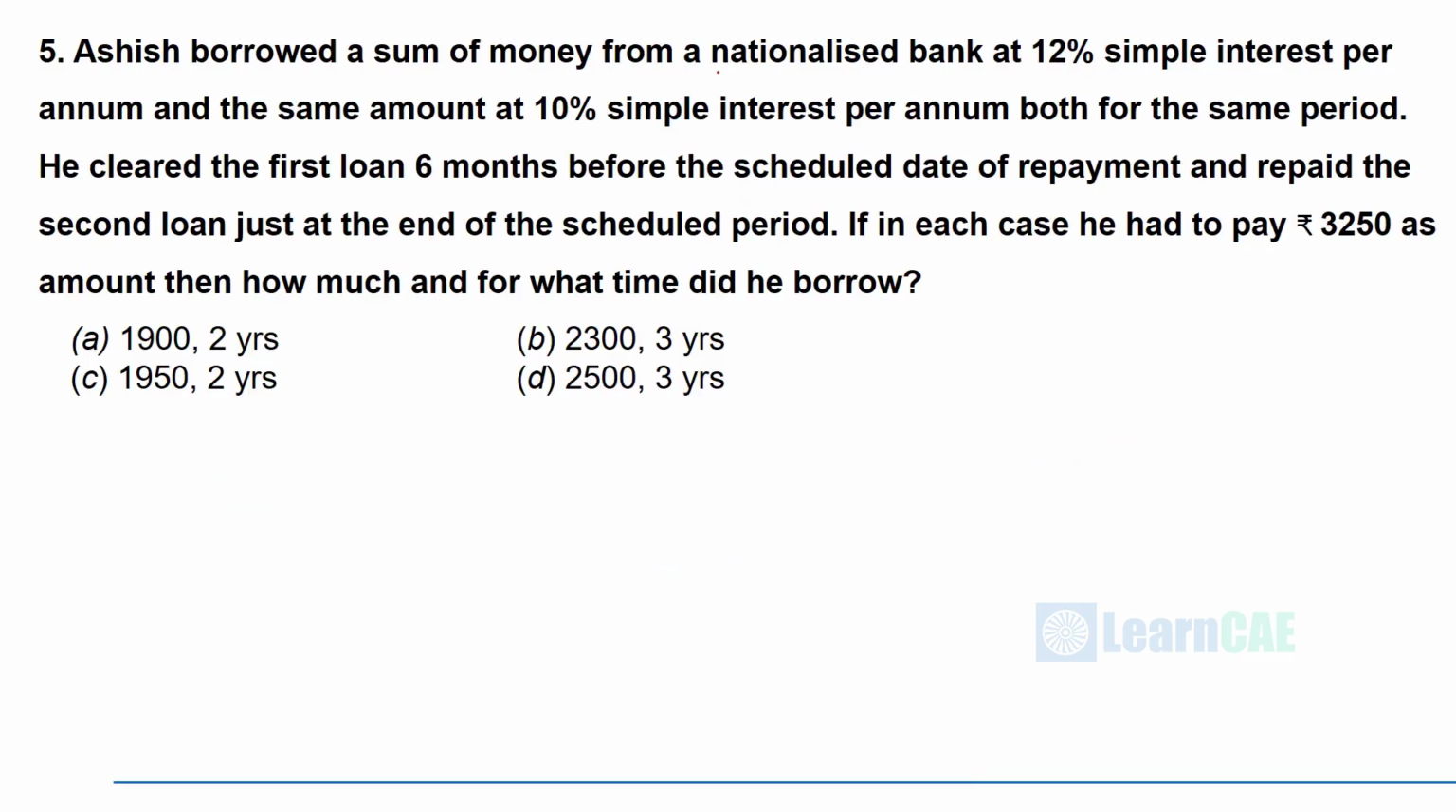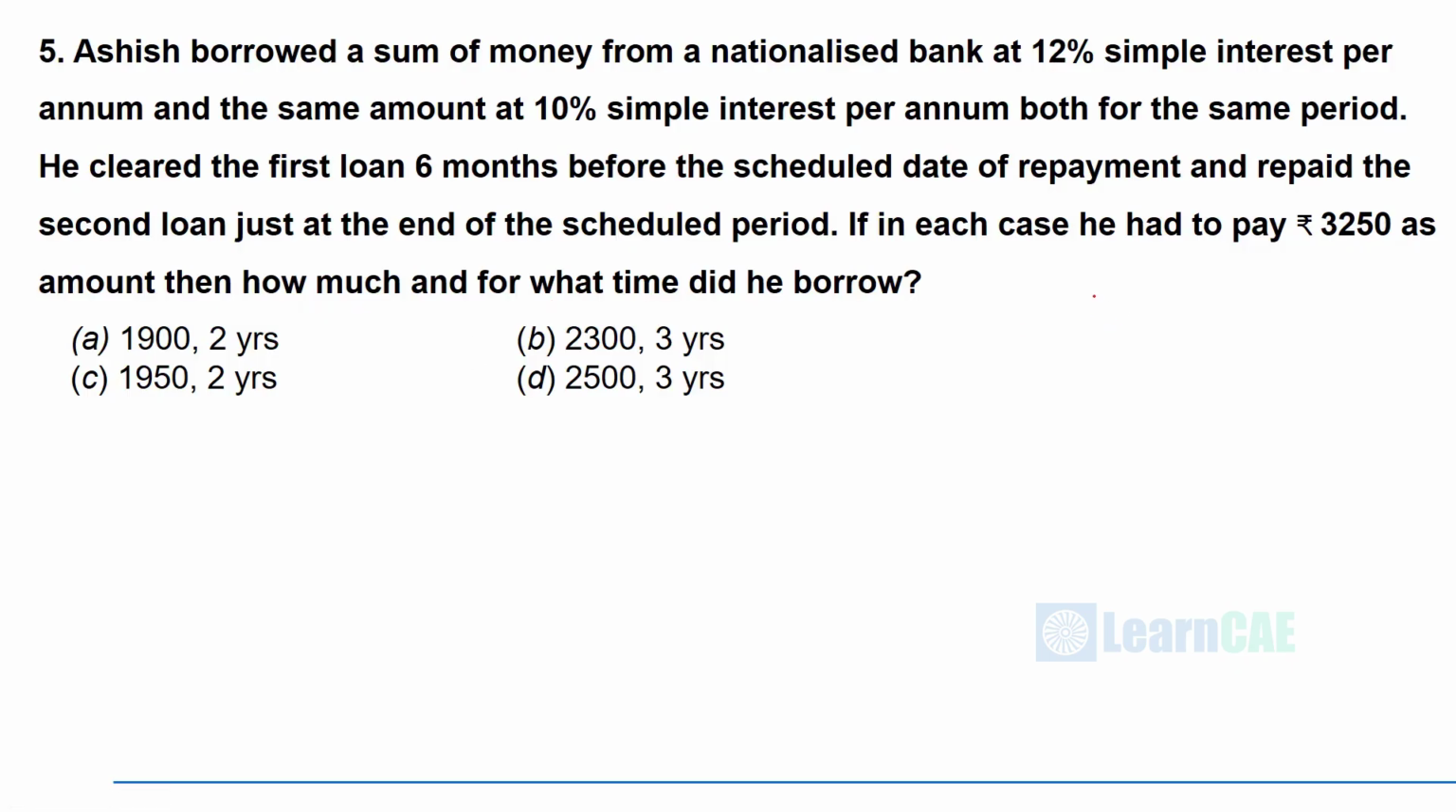Ashish borrowed a sum of money from a nationalized bank at 12% simple interest per annum and the same amount at 10% simple interest per annum, both for the same period. He cleared the first loan 6 months before the scheduled date of repayment and repaid the second loan just at the end of the scheduled period. If in each case he had to pay rupees 3250 as the amount, then how much and for what time did he borrow? Here they have given the conditions for two loan cases, one at 12%, one at 10%. The first one he paid 6 months early and the second one he paid as per the scheduled period. But in both cases the total amount is the same, that is 3250. Now they are asking to find the principal amount and the time period.